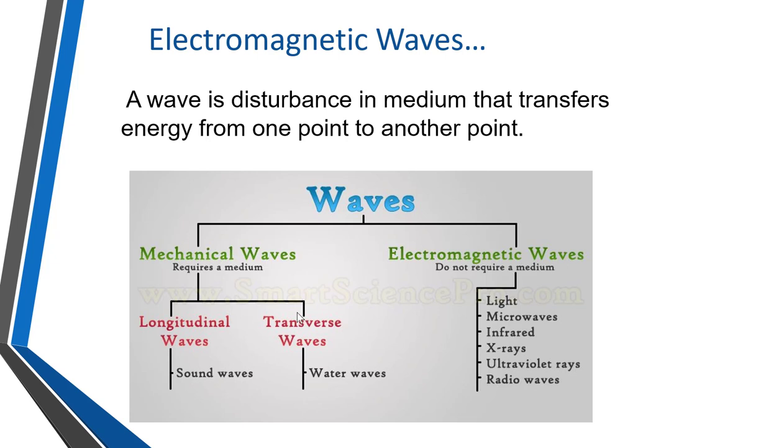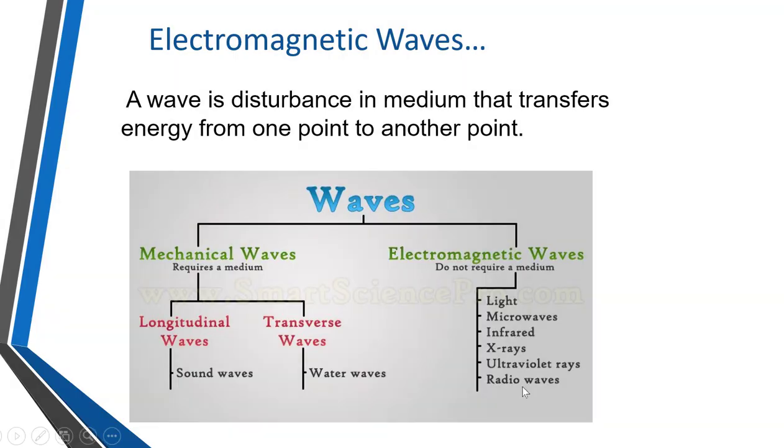In a transverse wave, when particles move in the y direction, the wave can move in the x direction, like that. So for water waves, when a stone is dropped into water, the dropping of the stone is in the vertical direction, but the waves which are generated on the water are in the horizontal direction. Hence they are known as transverse waves. And the second major category of waves is electromagnetic waves, and it constitutes different kinds of waves like light waves, microwaves, infrared, X-rays, ultraviolet rays, and radio waves.